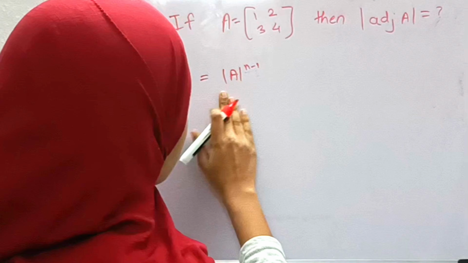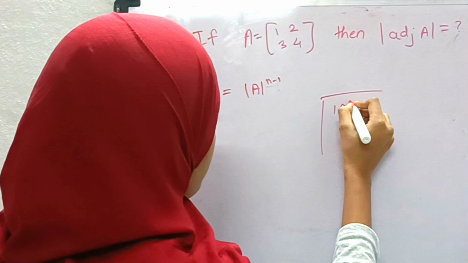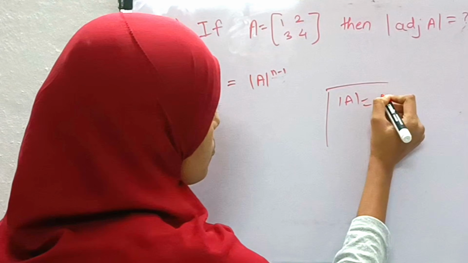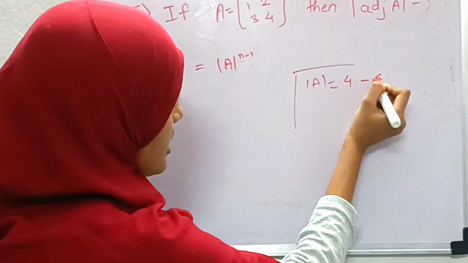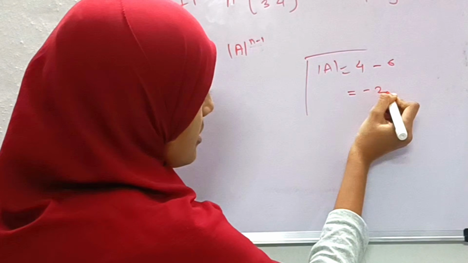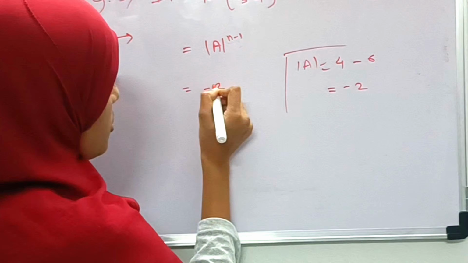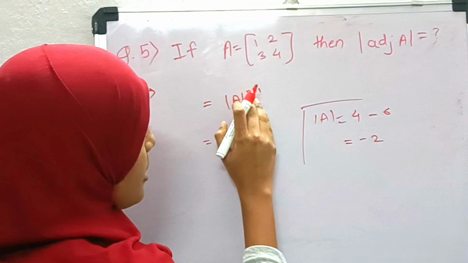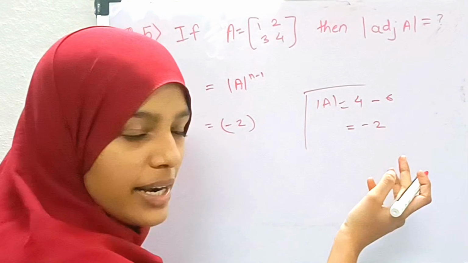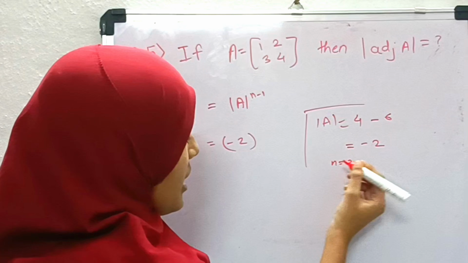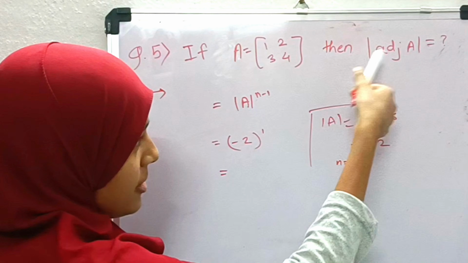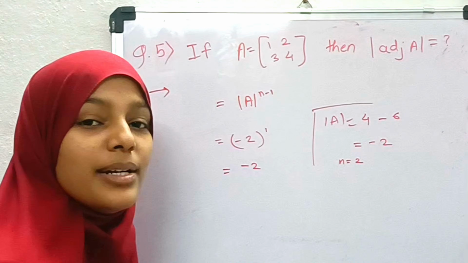So let's find determinant of this. Let's find determinant of A. So by the formula, 4 is 4 and minus as it is, and 3 into 2 is 6. What is 4 minus 6? It is nothing but minus 2. So it will be minus 2 raised to what? So here, tell me what is the n? It is a 2 by 2 matrix. So the value of n would be 2. So 2 minus 1 is nothing but 1. So the determinant of adjoint A is nothing but minus 2.